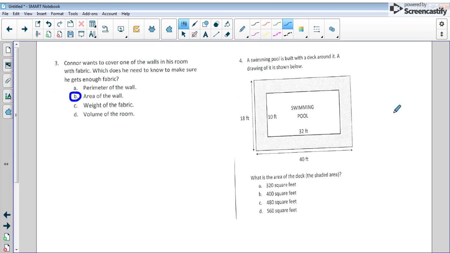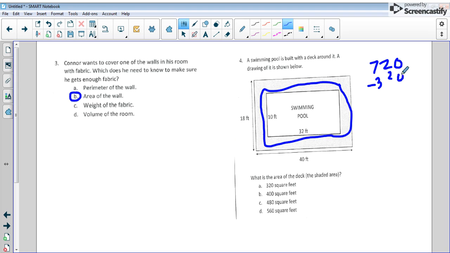Okay, number 4, a swimming pool is built with a deck around it. So here's the deck. This shaded area here makes up the deck. So how do I find the area? Well, let's find the area of the big rectangle, which is 18 by 40. That's 720 square feet. And then I'm going to subtract the swimming pool. 10 times 32, 320. So when I do my subtraction here, 720 minus 320, it's going to give me 400 square feet.